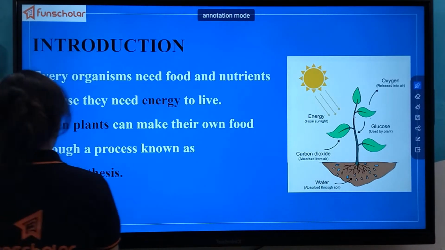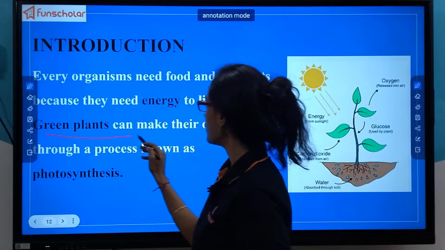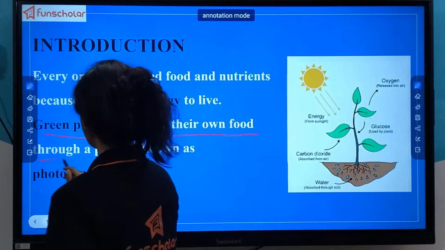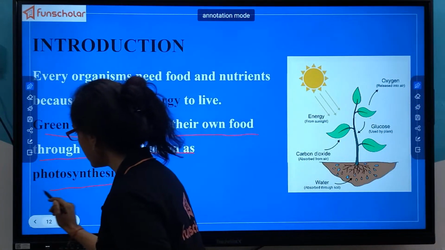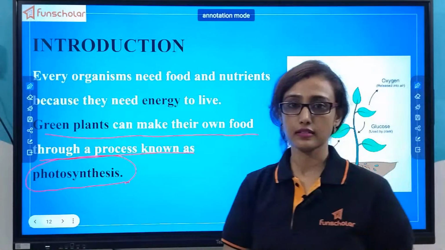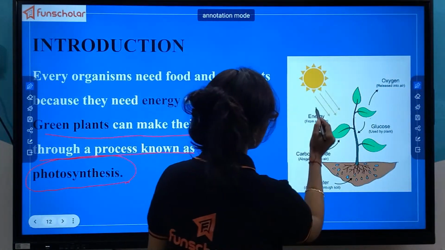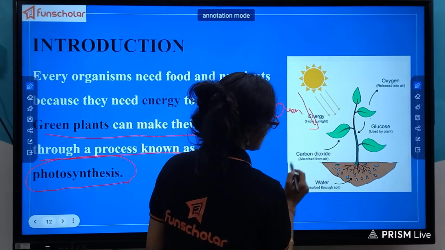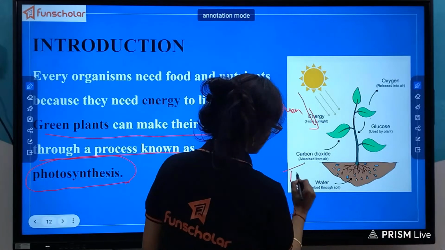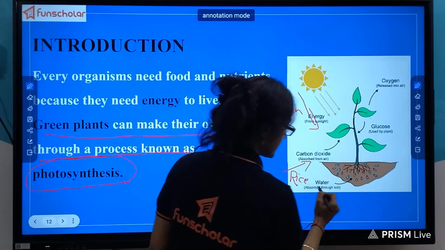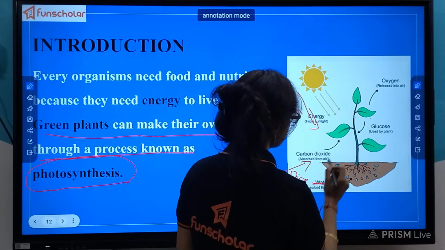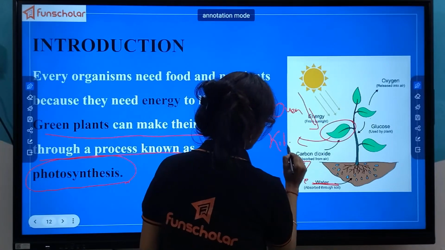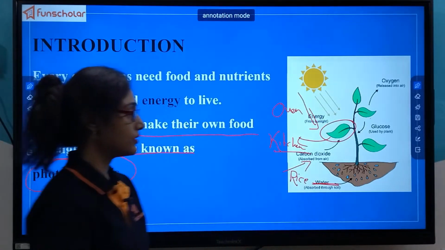Okay. And green plants are the only organisms in this world who can make food through a process you have known, photosynthesis. See, sunlight from the sun, which acts as the oven. Carbon dioxide is the rice. Water will remain water. And what is this? This is the kitchen.